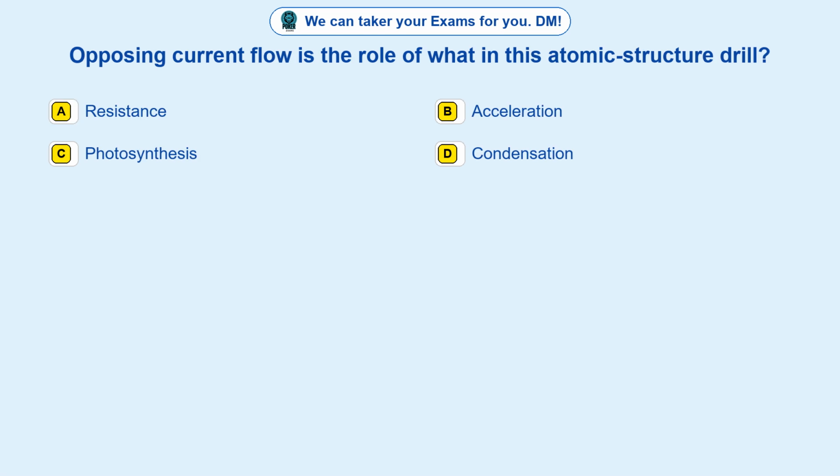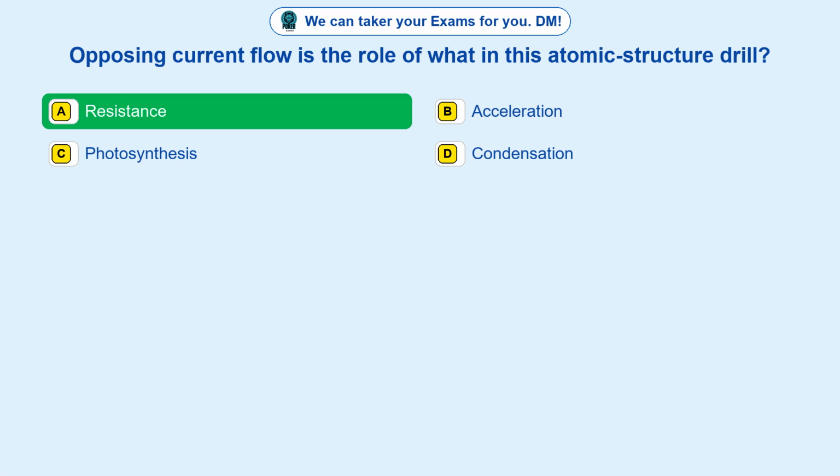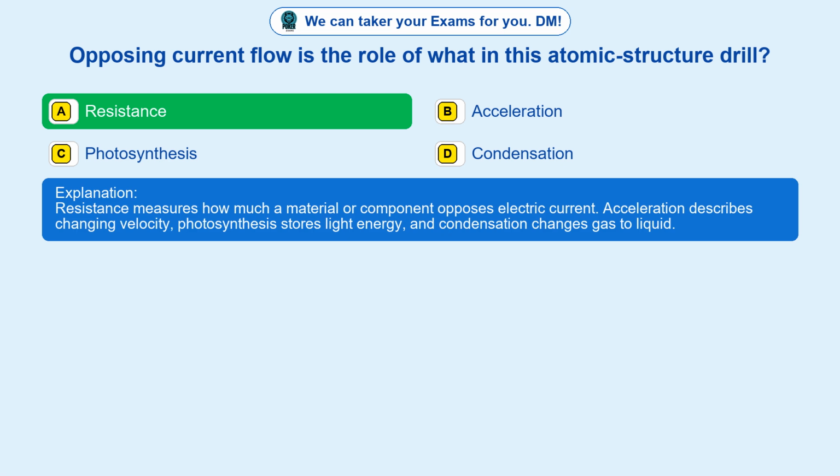Question 71. Opposing current flow is the role of what in this atomic structure drill? Option A, resistance. Option B, acceleration. Option C, photosynthesis. Option D, condensation. The correct answer is option A, resistance. Resistance measures how much a material or component opposes electric current. Acceleration describes changing velocity, photosynthesis stores light energy, and condensation changes gas to liquid.